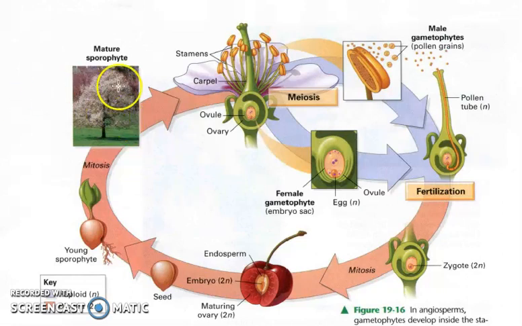So here we have a cherry tree. And this is in the sporophyte stage. The dominant stage of this life cycle is the sporophyte stage. And in this particular example, on the flower you have both the male and the female parts. The male would be the stamens, the anther and the filament. And then the female would be the stigma, style, and the ovaries.